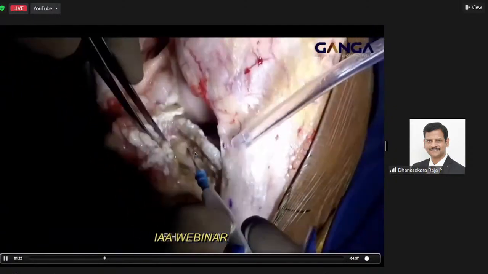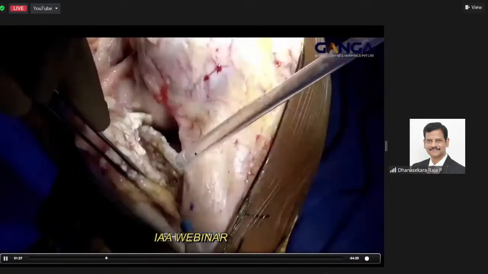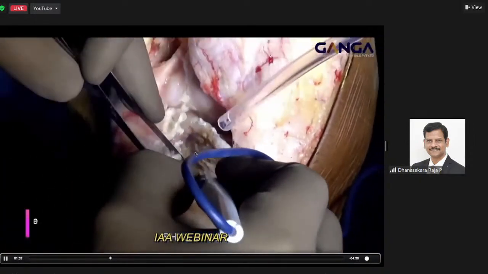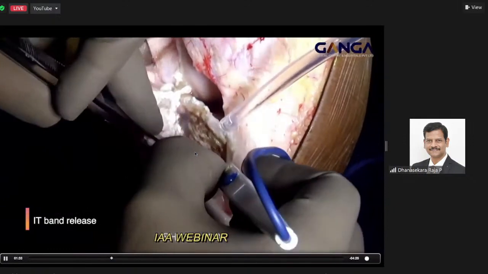As we continue the exposure, the insertion of the IT band into Gerdy's tubercle will be released as a part of the exposure. Now we are releasing the IT band from Gerdy's tubercle.